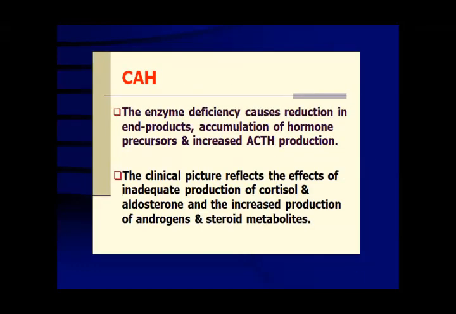So what is congenital adrenal hyperplasia? It happens in both male and female. We will discuss one by one. In congenital adrenal hyperplasia, the enzyme deficiency causes a reduction in end products. So what happens? There is accumulation of the hormone precursor. Precursor hormones are raised in amount because the main hormone is not being formed. So precursor hormone level is raised and ACTH production increases.